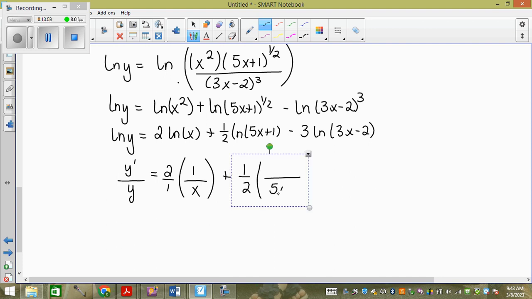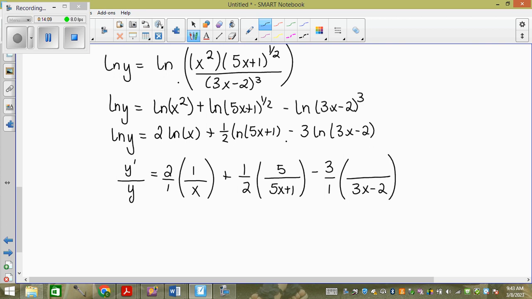5x plus 1 in the denominator. What's the derivative of 5x plus 1? 5. Minus 3 over 1, 3x minus 2 in the denominator. Derivative of 3x minus 2 is? 3. And then that becomes 9. Yep. So we get y prime. Y comes up here because we multiply both sides by y technically.